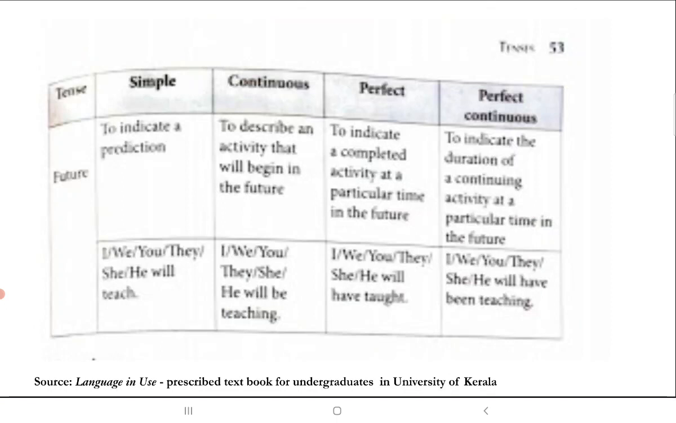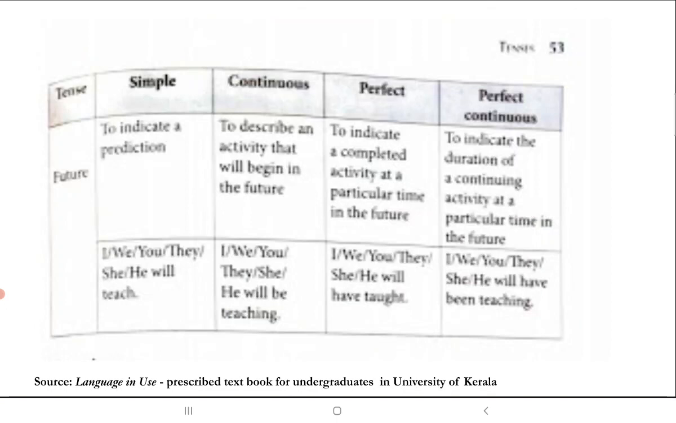Now coming to future tense. Simple future indicates a prediction. Definitely, it's all about future predictions. I will teach. That is simple future tense. Future continuous describes an activity that will begin in the future. I will be teaching. Okay, this is my aim. I will be teaching in future. Future perfect indicates a completed activity at a particular time in the future. I will have taught.